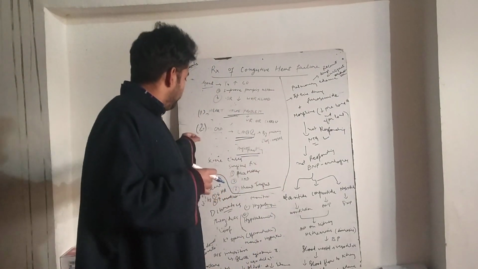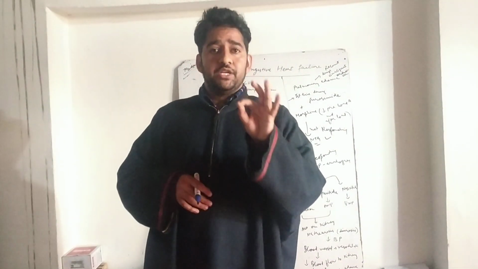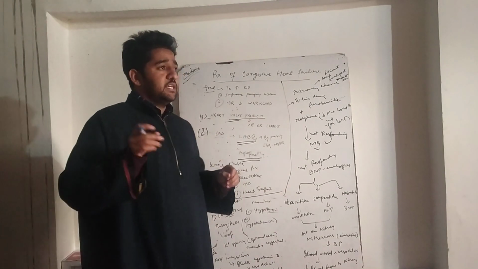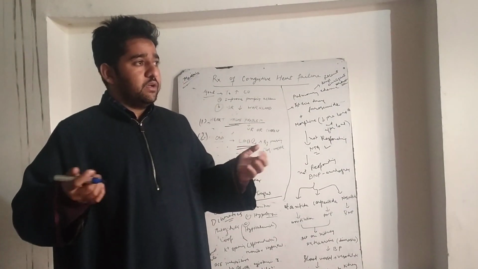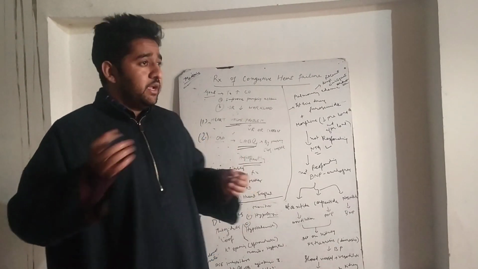So whenever we are going to use diuretics, we have to monitor three things in these patients: hypotension, hyperkalemia, and hypokalemia. Plus, we have to check the serum creatinine levels. And if the creatinine levels rise, it means that there is involvement of the kidneys.